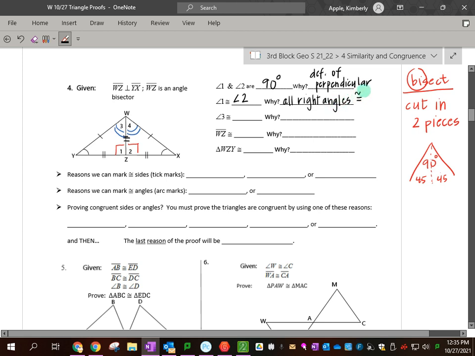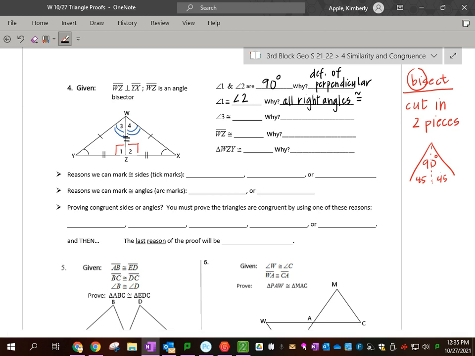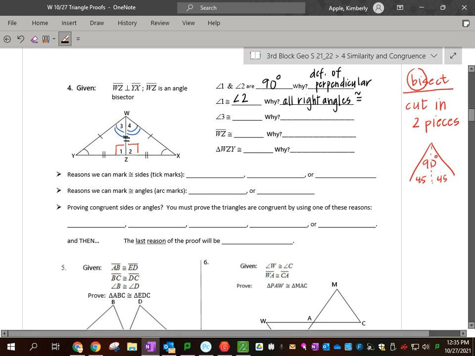Is that true? Are all right angles congruent to each other? Yes, because let's think about what congruent means. It means same measure. All right angles are 90 degrees, so they're all obviously going to be congruent to one another.